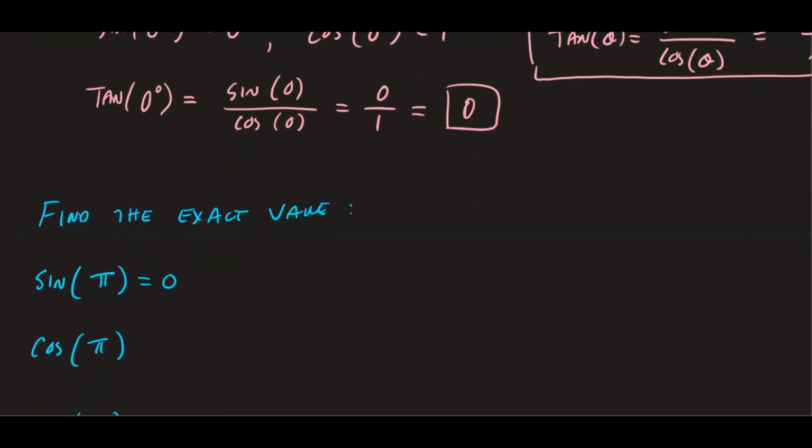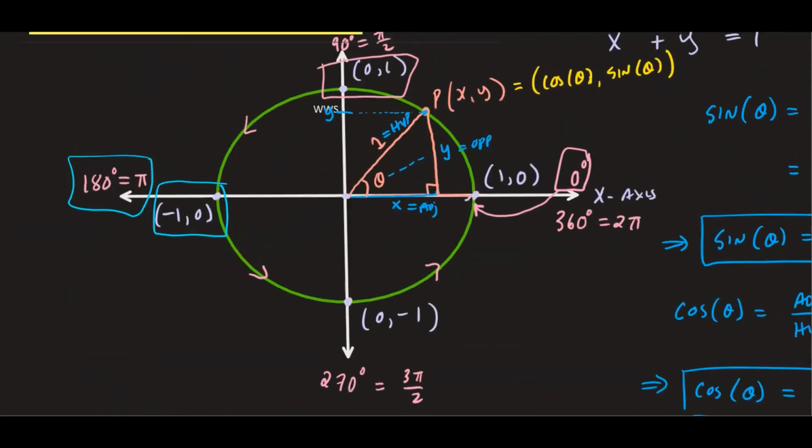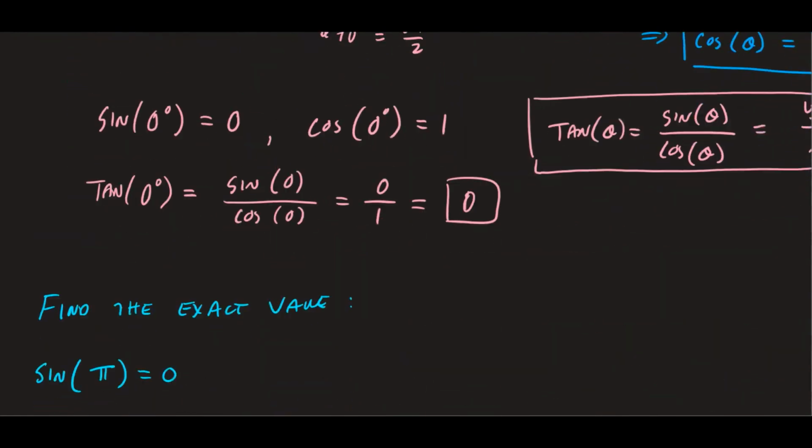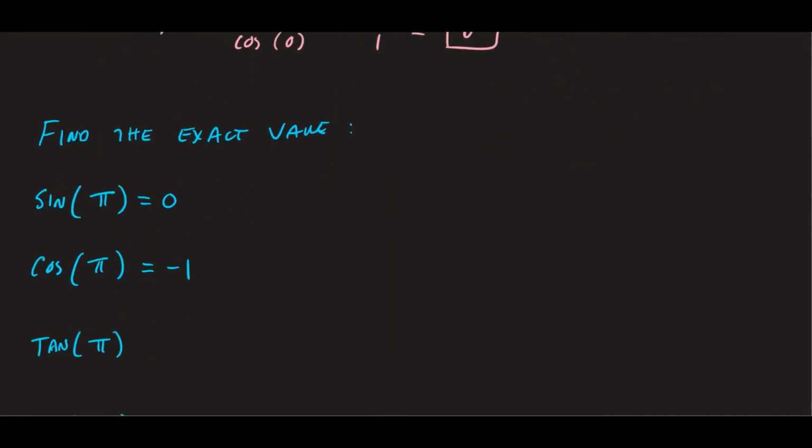Now, what about cosine of pi? Well, again, we're looking at the same angle. We know cosine is the x value, so cosine of pi is going to be -1. So the exact value for cosine of pi is -1. And now for tangent, well, you don't really need to look at the circle. We know tangent is sine over cosine. So sine of pi is 0. Cosine of pi is -1. Therefore, tangent of pi is going to be 0. So tangent is always the ratio of sine and cosine.